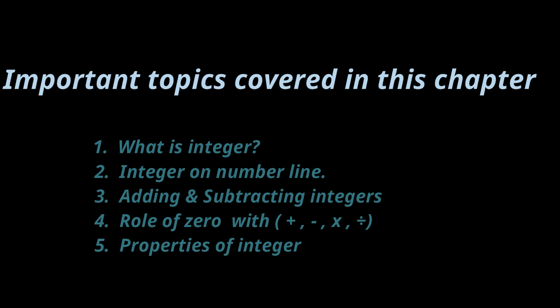But before we start the chapter, let's look at the important topics that are going to come in this chapter. The important topics covered in this chapter are: what is an integer, integers on a number line, adding and subtracting integers, what is the role of 0 with the binary operations like plus, minus, multiply and divide, and the most important properties of integers.